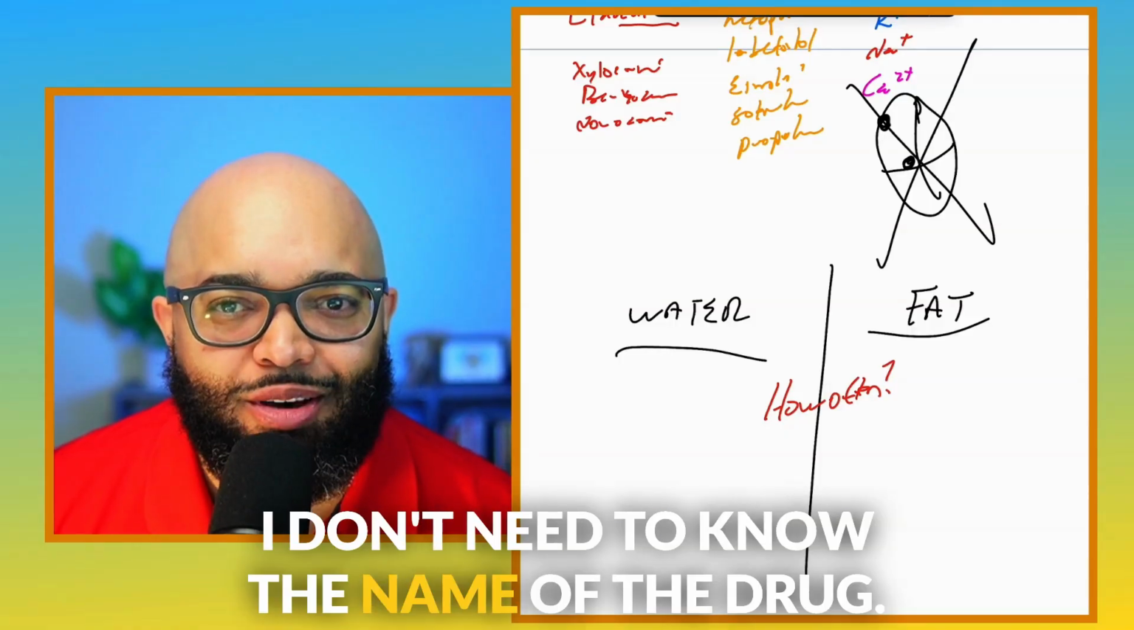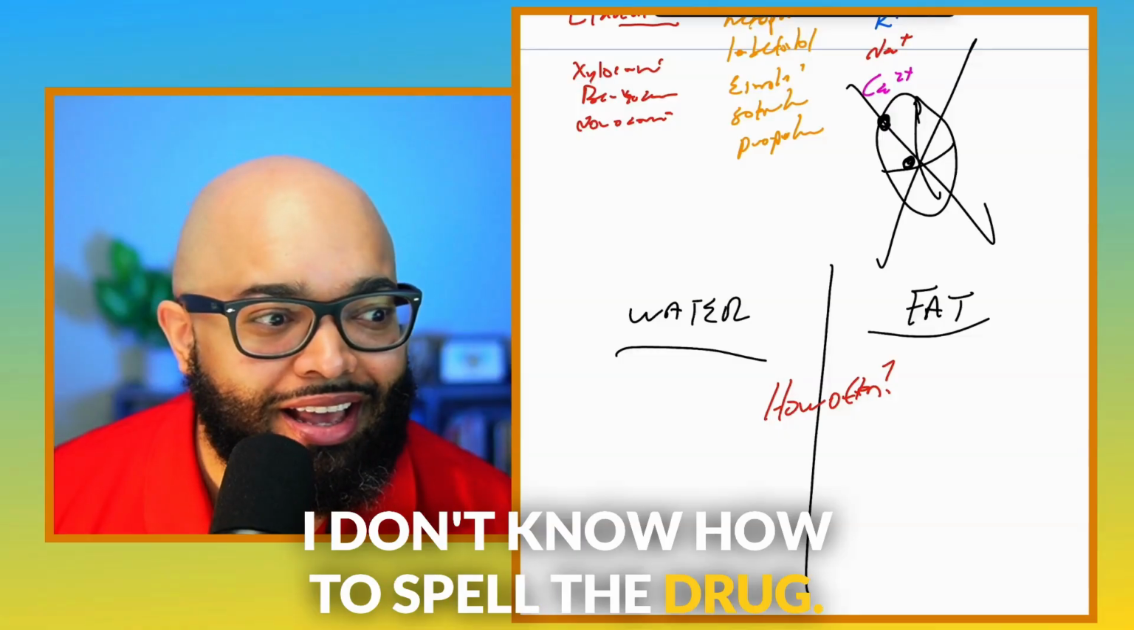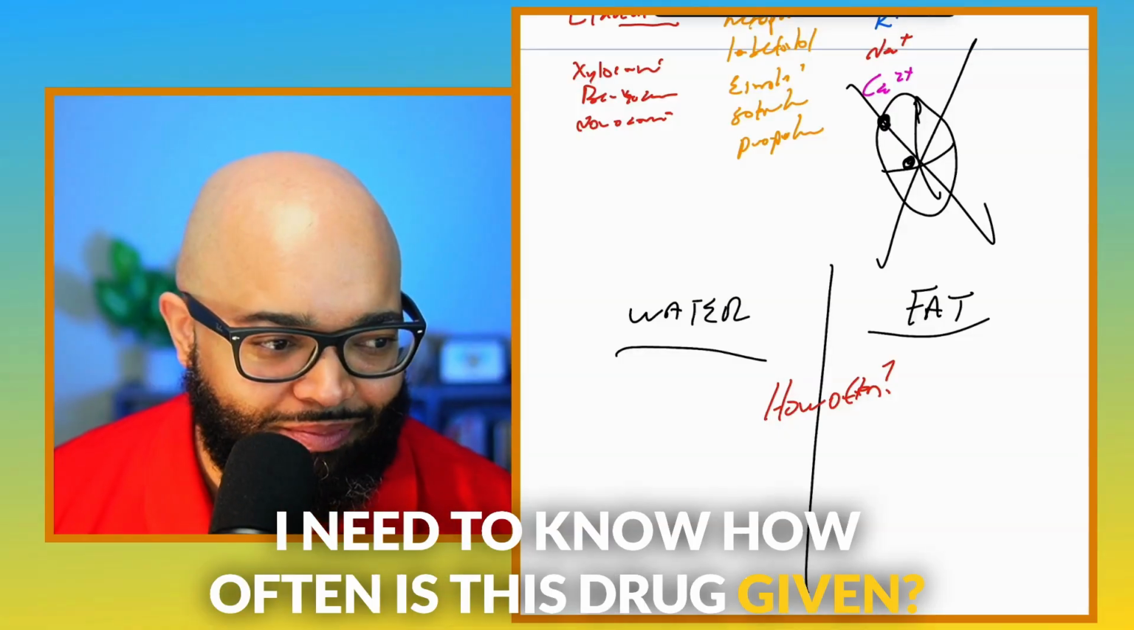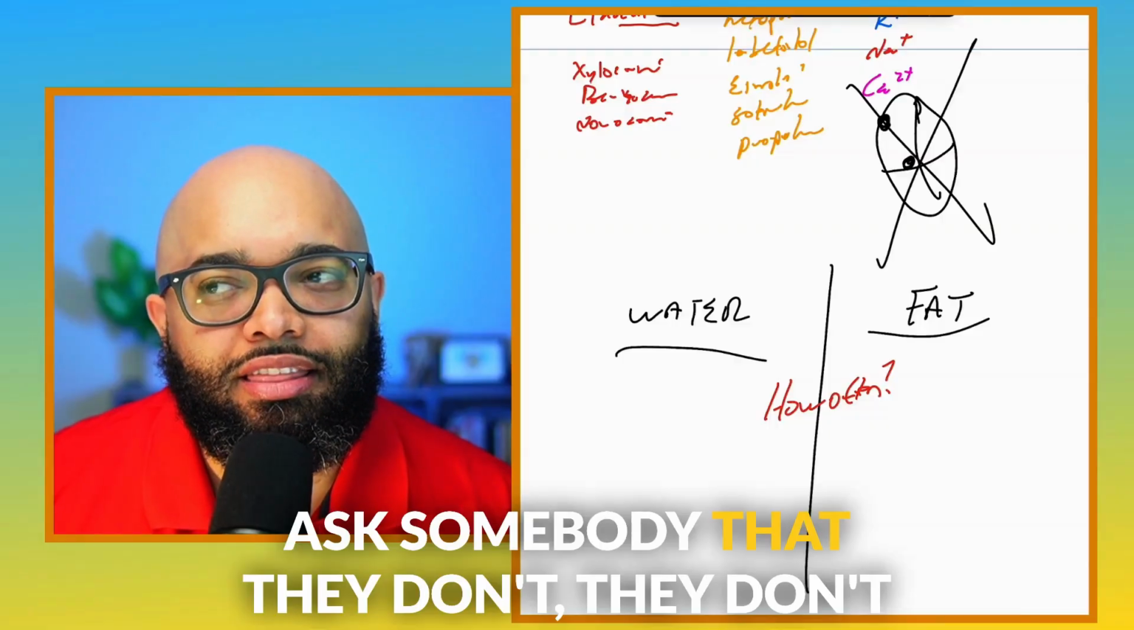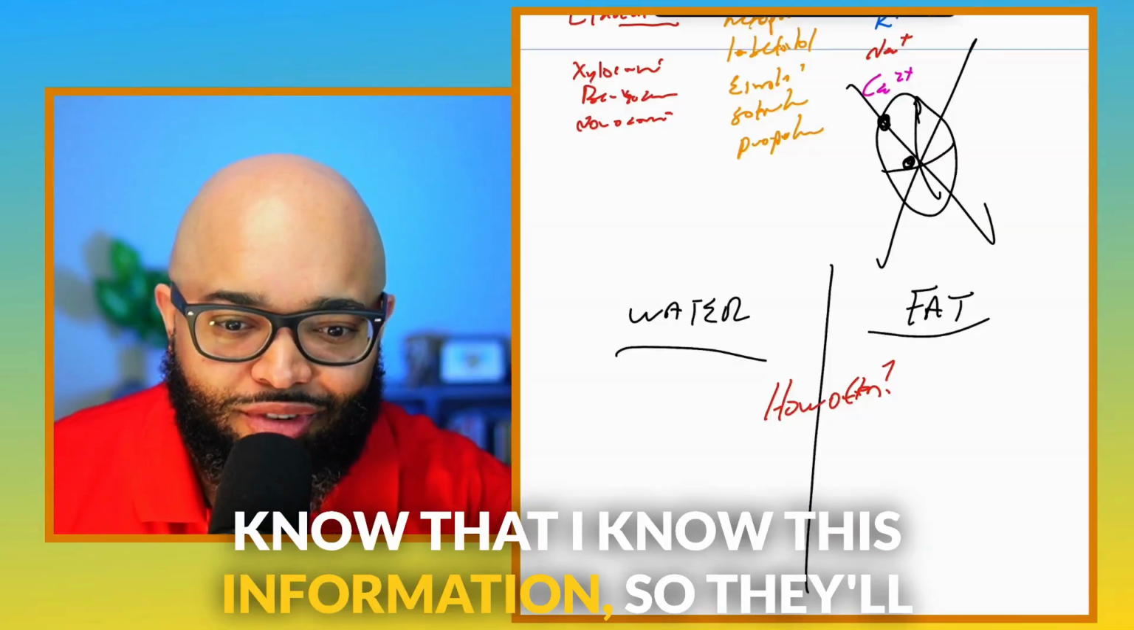I don't need to know the name of the drug. I don't know how to spell the drug. I need to know how often is this drug given. And so if I ask a pharmacist or if I ask somebody that, they don't know that I know this information.